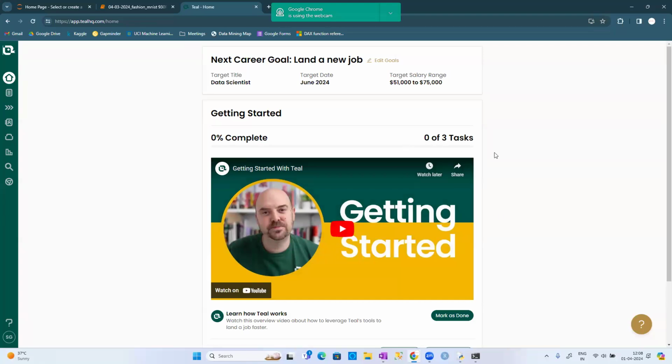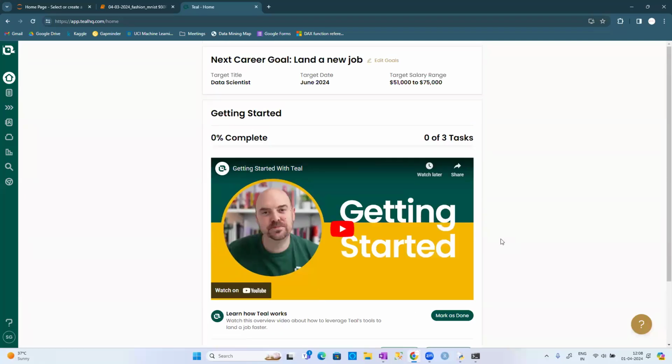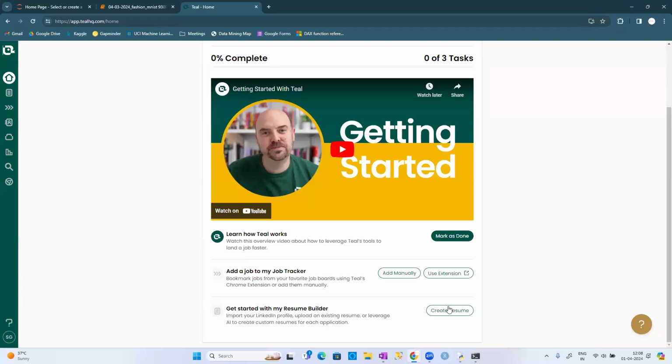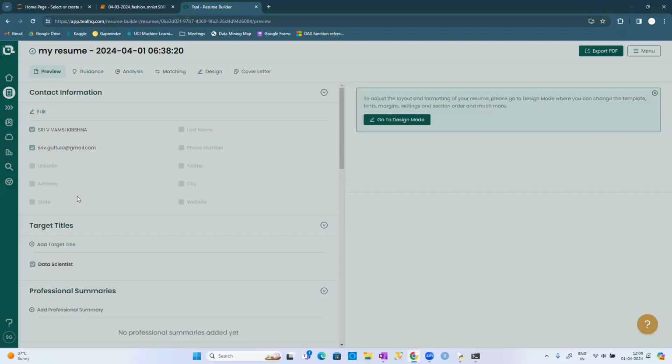There are going to be some tasks. We just have to apply to them and specify. You need not do anything or work with that particular application, guys. What do you want to do: add a job to my job tracker, add manually, or use the extension? So that's it. Create the resume. It is going to prepare the resume and give it to you, guys.